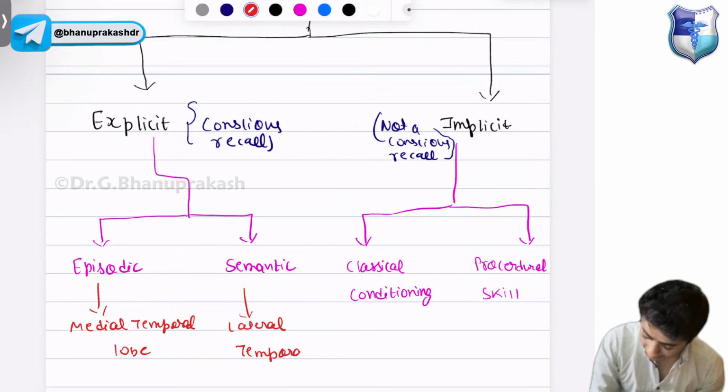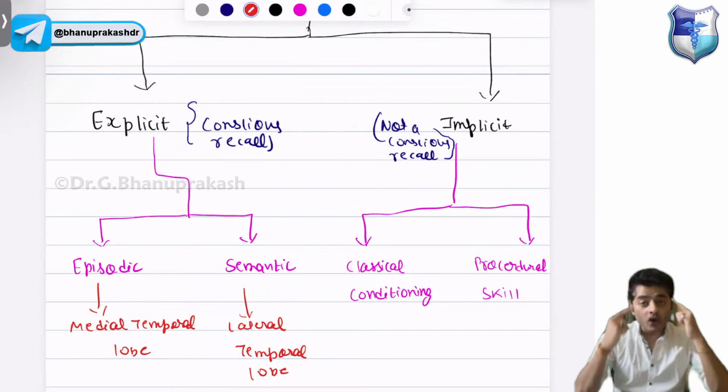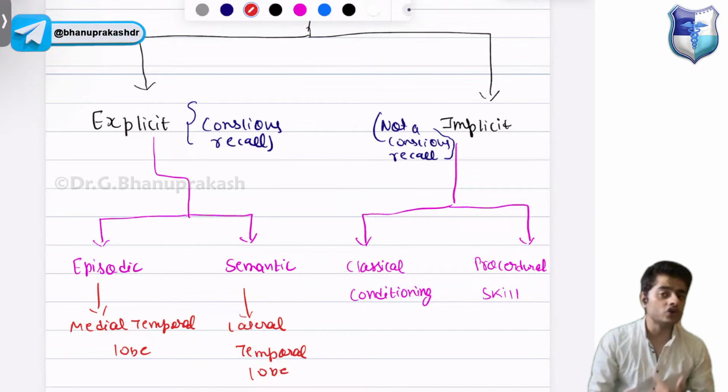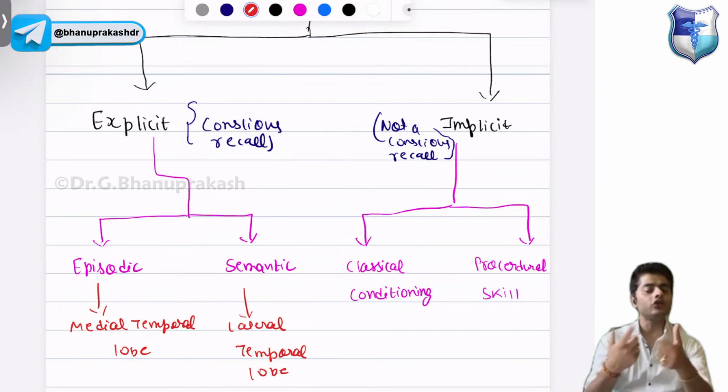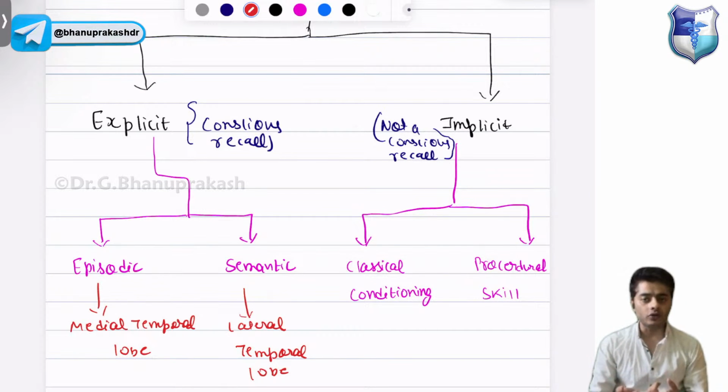Okay, first thing. As episodic and semantic are part of explicit memory, you have to consciously think. Suppose I ask you who the PM of India is; you are thinking and then you are replying to me. So that is your explicit memory.